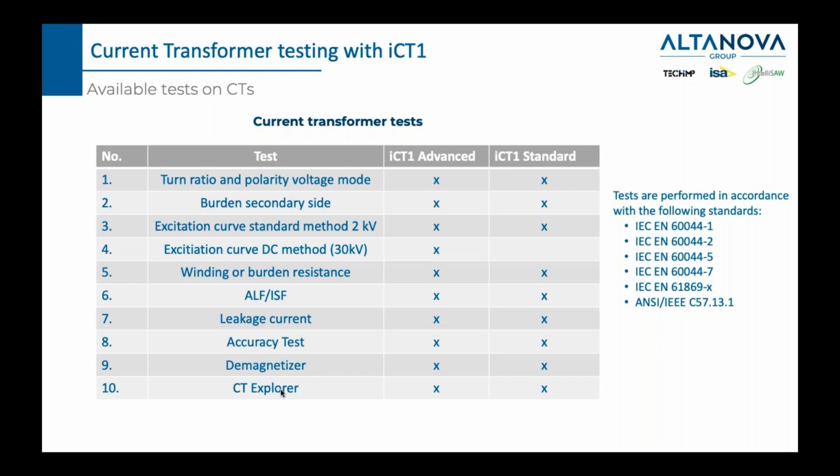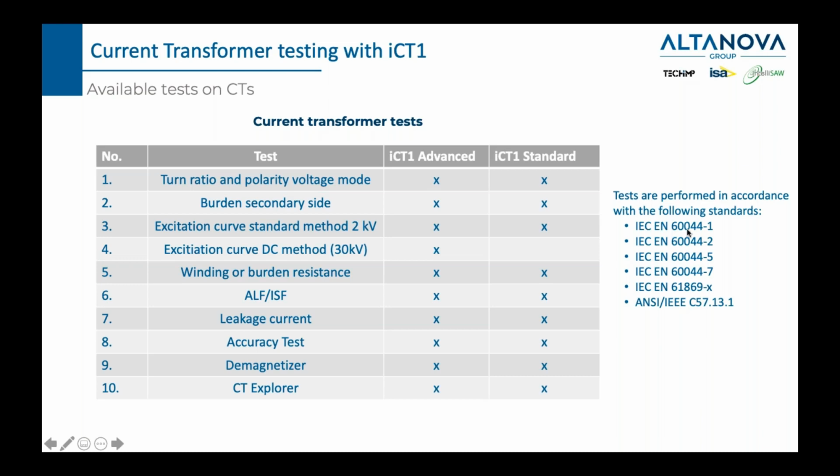nameplate of the transformer. The difference between ICT1 Advanced and ICT1 Standard is that the ICT1 Standard does not have the function for the indirect method of knee point using the DC. So this is the only difference. And we should also say that, of course, we abide to all of the important international standards.